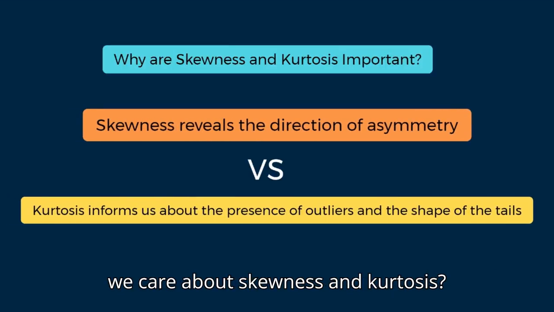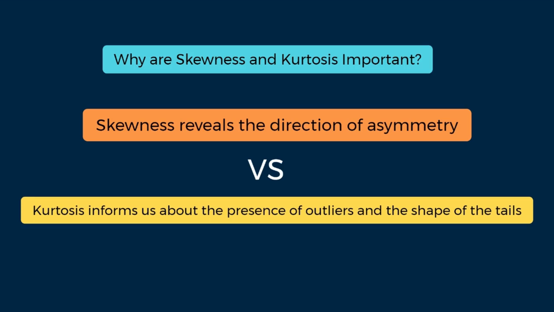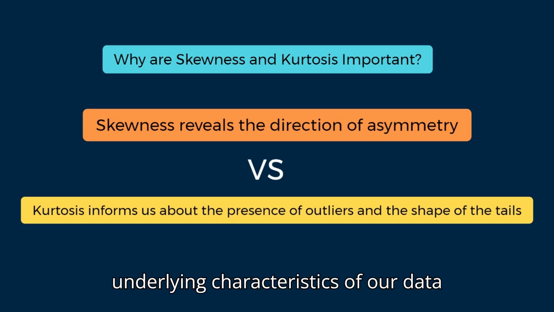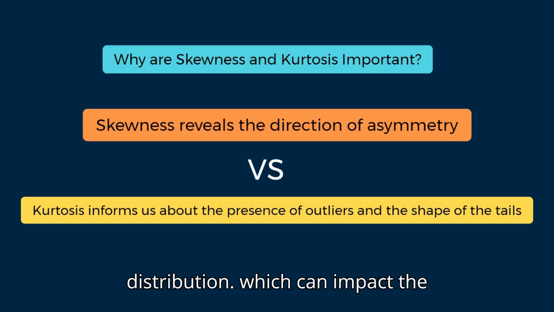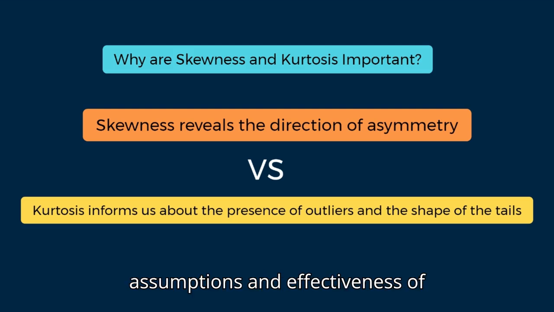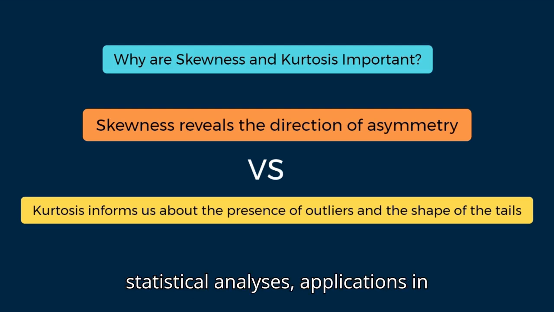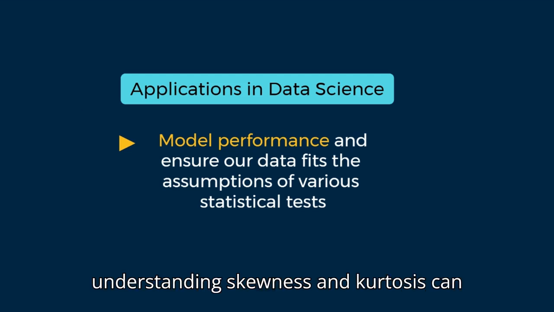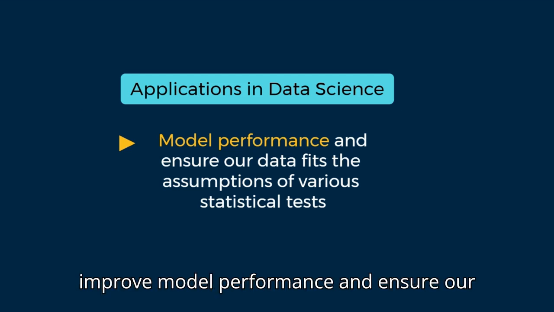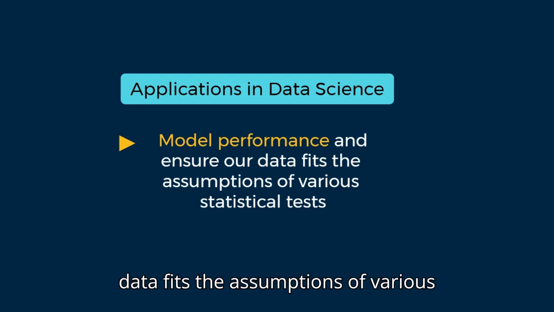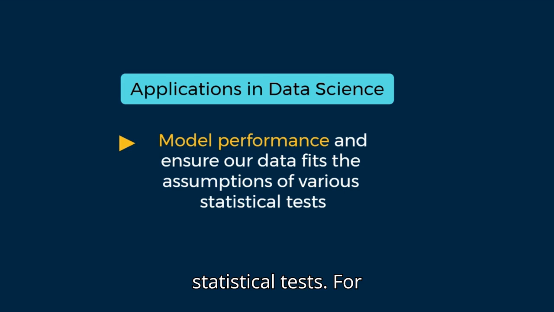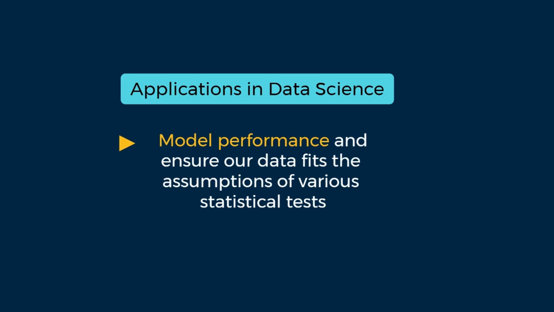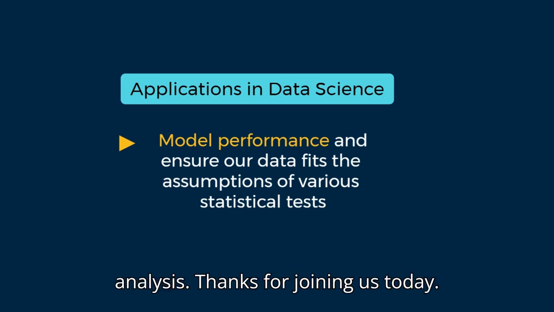So, why should we care about skewness and kurtosis? These measures help us identify the underlying characteristics of our data distribution, which can impact the assumptions and effectiveness of statistical analyses. Applications in data science. In data science, understanding skewness and kurtosis can improve model performance and ensure our data fits the assumptions of various statistical tests. For instance, if our data is heavily skewed, we might need to transform it before analysis.